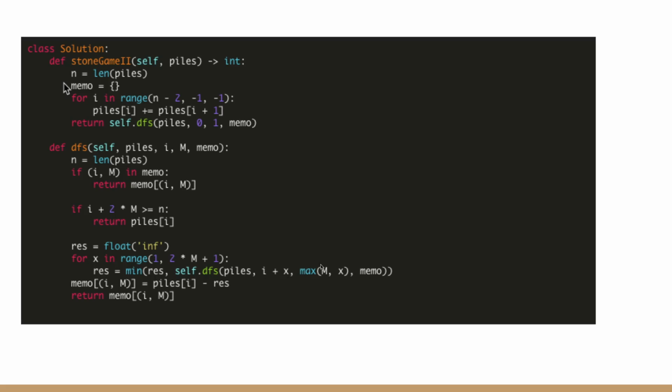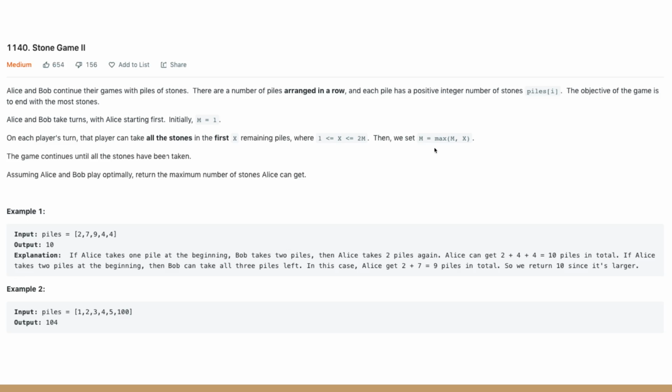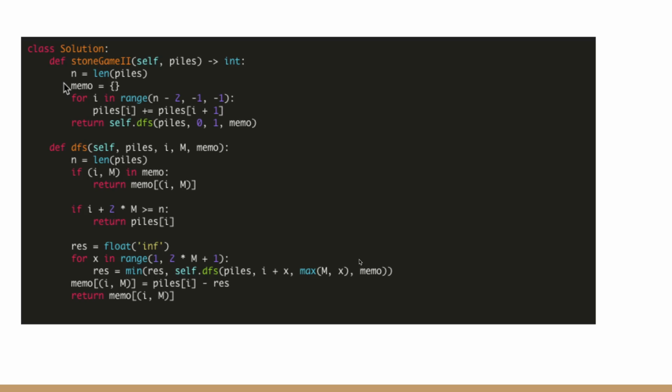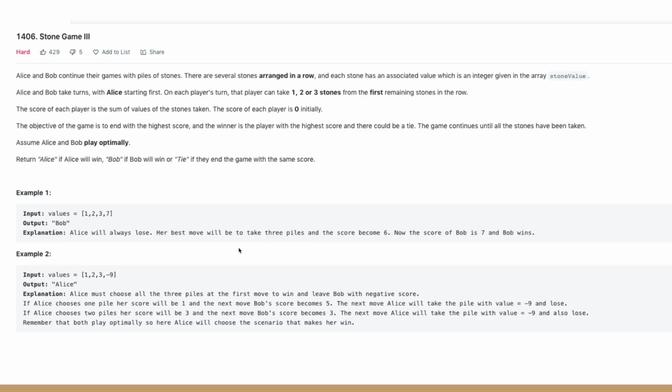And what can my opponent pick? The question is already giving it to us. The opponent can pick the max of m and x, and that's what we give to our opponent. Then piles[i] will be the numbers we can get, minus what the opponent can get. We cache the value, and then we use the recursive function to solve the question. Very similar to the previous problem, so I'm not going to beat that horse, but let's check the next problem, Stone Game number 3.